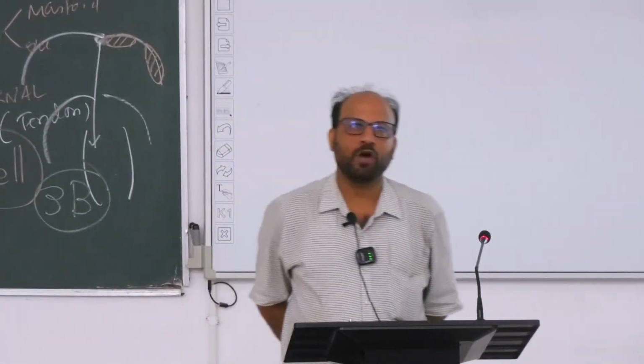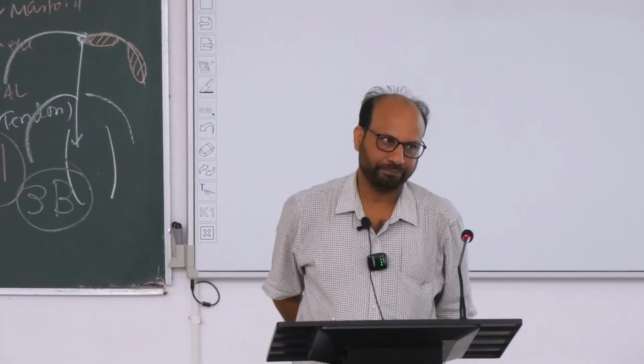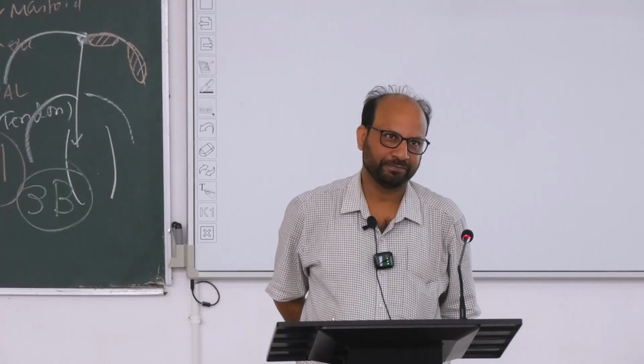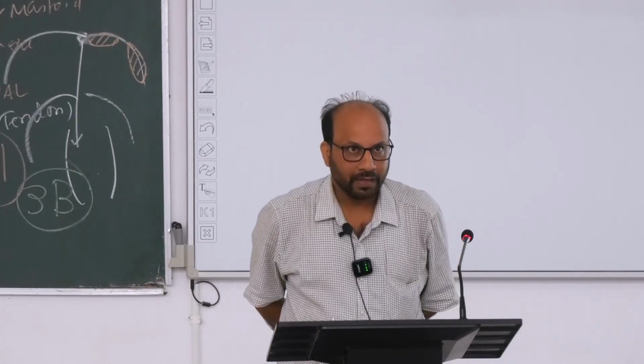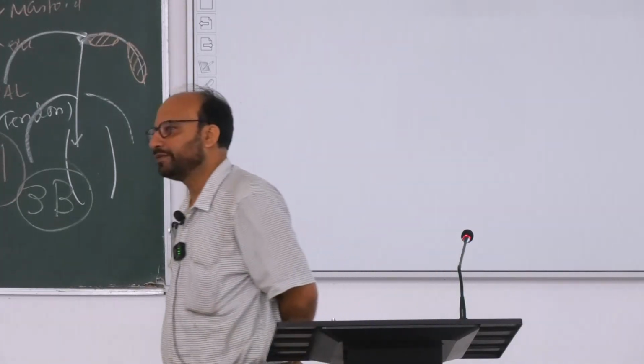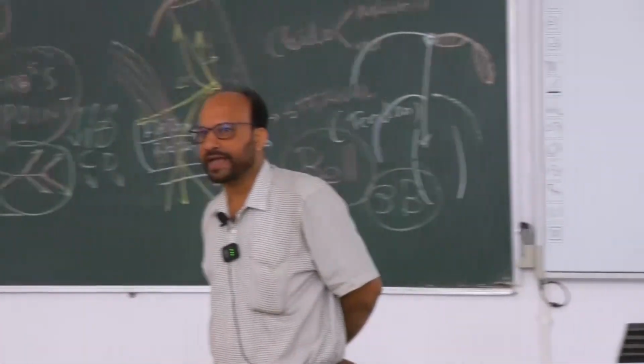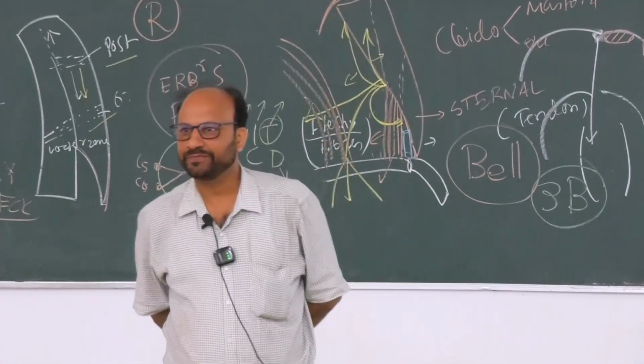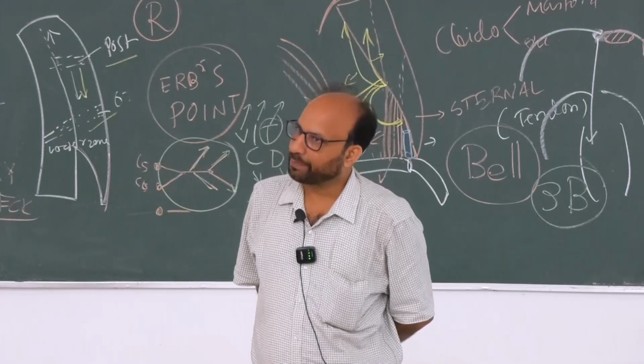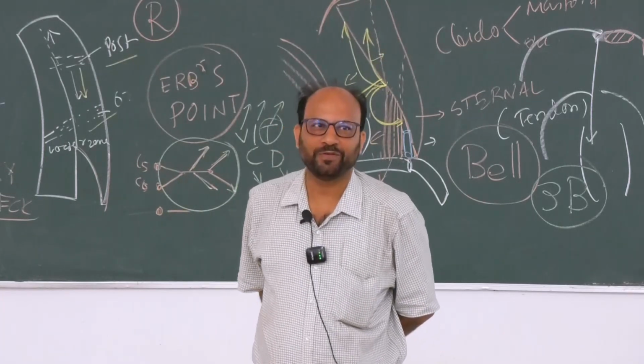What are the bellies of omohyoid? Superior and inferior, very good. What are the bellies of the digastric? Posterior belly, anterior belly, very good.